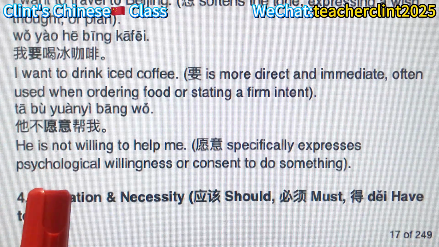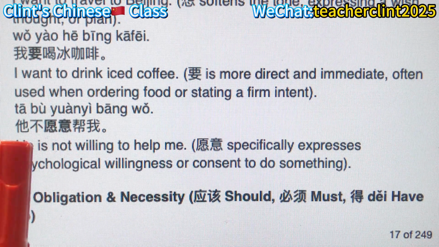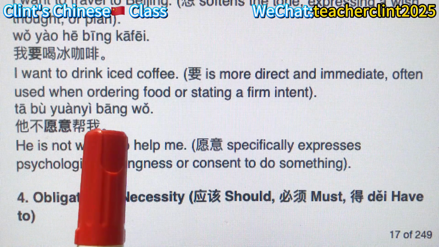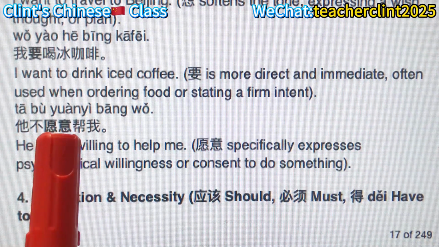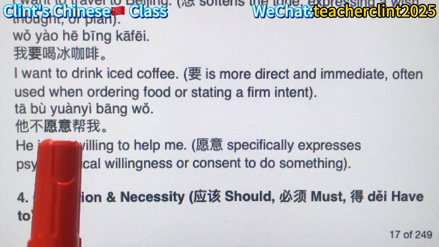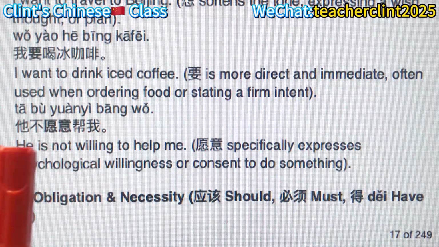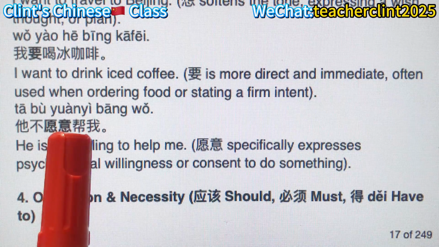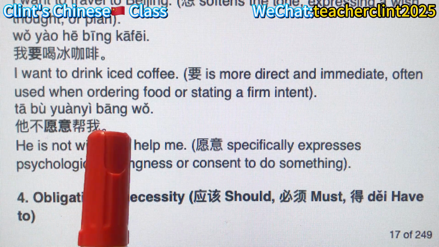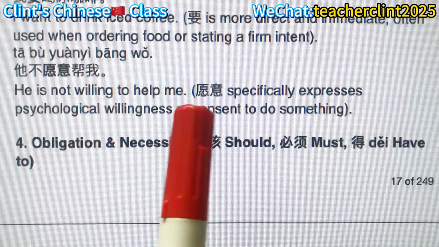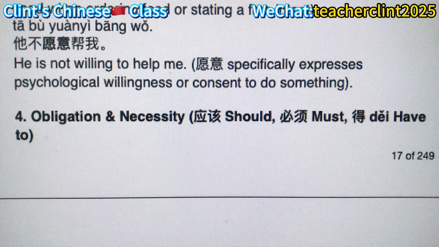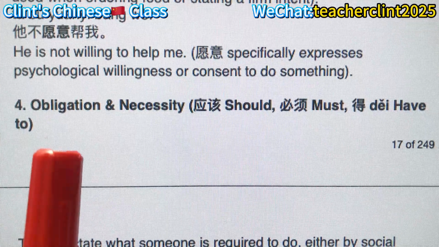He is not willing to help me. 他不愿意帮我。他 subject, 愿意 be willing, 不愿意 is not willing, 帮我 help me. So subject, modal verb, predicate verb and object. So this 愿意 shows psychological willingness, similar in meaning to 想 and 要.